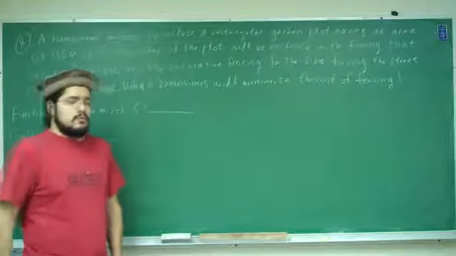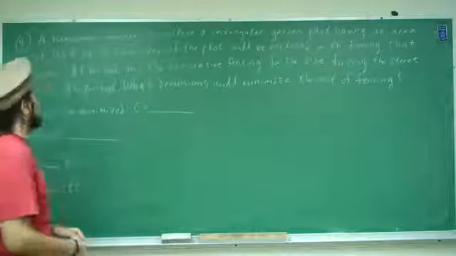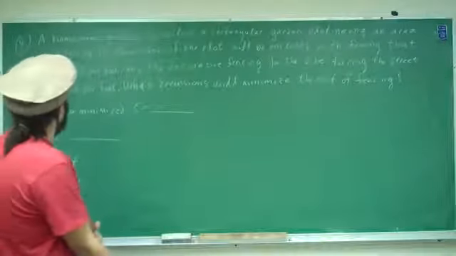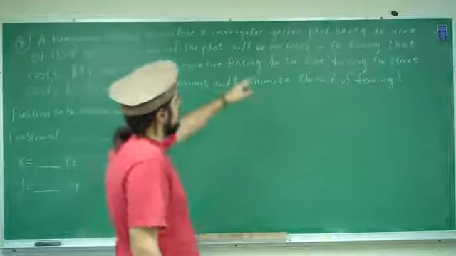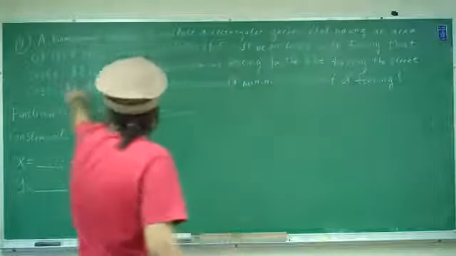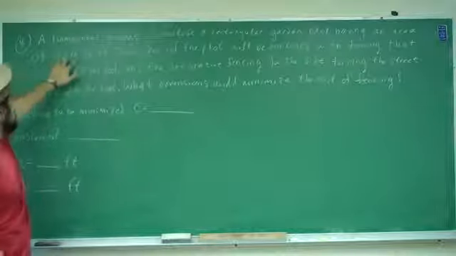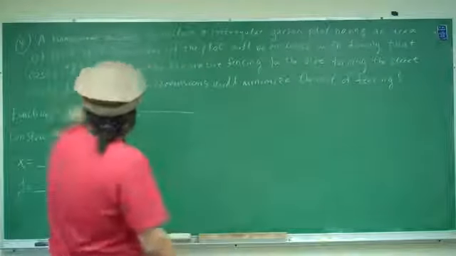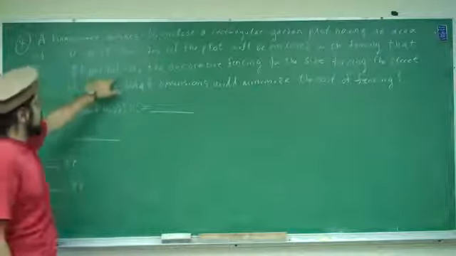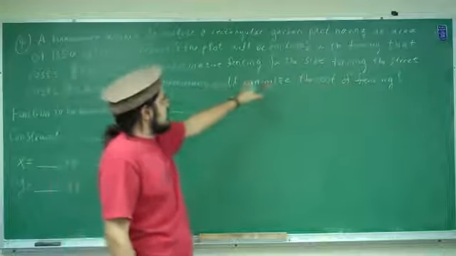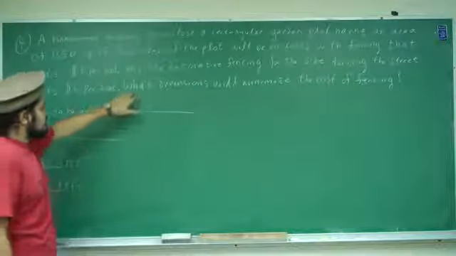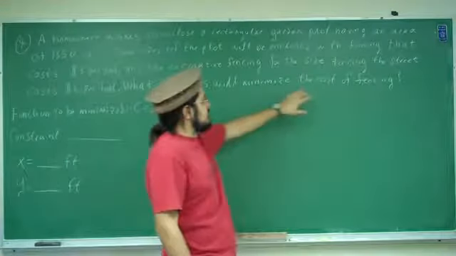Alright, so this is the last problem, problem number 4 from the second part of the exam. And this one is a word problem, and it reads: a homeowner wishes to enclose a rectangular garden plot having an area of 1,350 square feet. 3 sides of the plot will be enclosed with fencing that costs $3 per foot, and the decorative fencing for the side facing the street costs $6 per foot. What dimensions will minimize the cost of fencing?